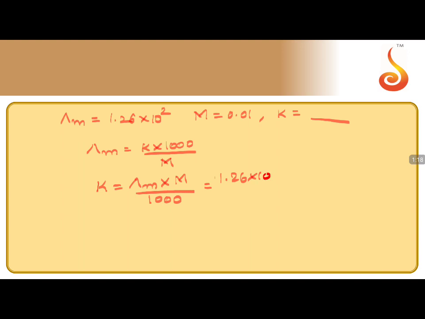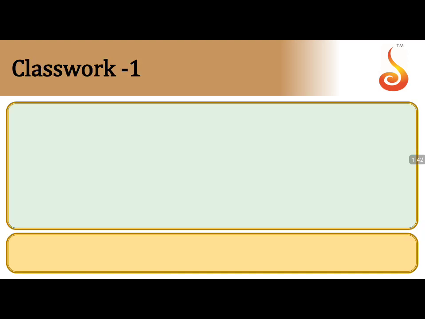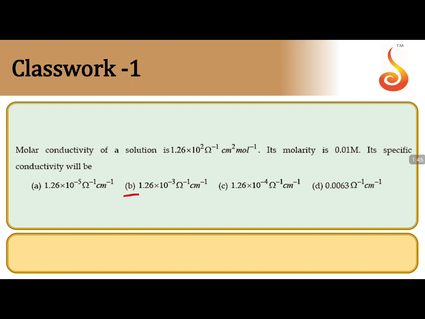Which can be written as 1.26 into 10 power 2 into molarity, which is 10 power minus 2, by 10 power 3. 10 power 2 and 10 power minus 2 get cancelled, so we get 1.26 into 10 power minus 3. The unit comes to be Siemens centimeter inverse, or ohm inverse centimeter inverse. Which option is this answer in? We see 1.26 into 10 power minus 3 is in option B, so the answer is B. Correct. So this is how we solve the first question.